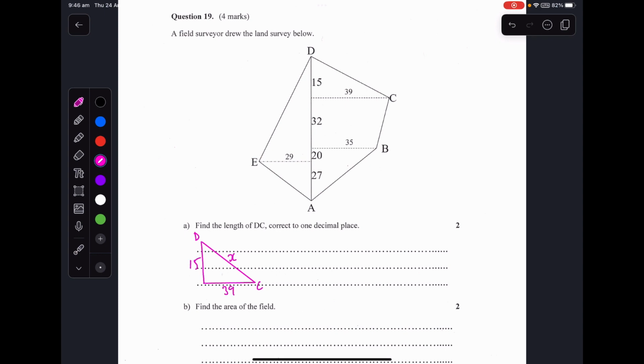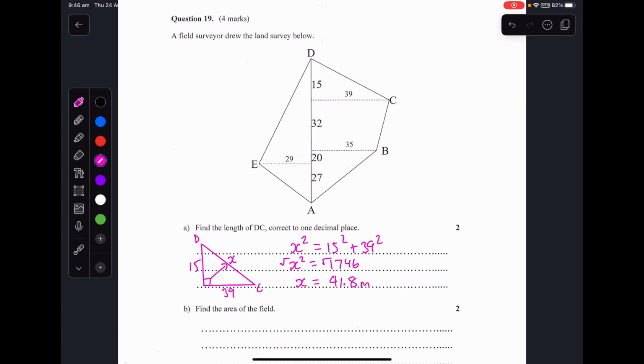To find out DC, I'm going to be looking for Pythagoras' theorem because it is a right angle triangle. I am looking for my hypotenuse, so I'm going to be using the addition method. So x squared equals 15 squared plus 39 squared. So x squared will give me 1746. Don't forget we need to find the square root of both sides. So x will give me 41.8. Okay, now generally these surveys are in metres. They haven't stated that, but we'll just put metres on there. So I now know that this one here is 41.8 metres.